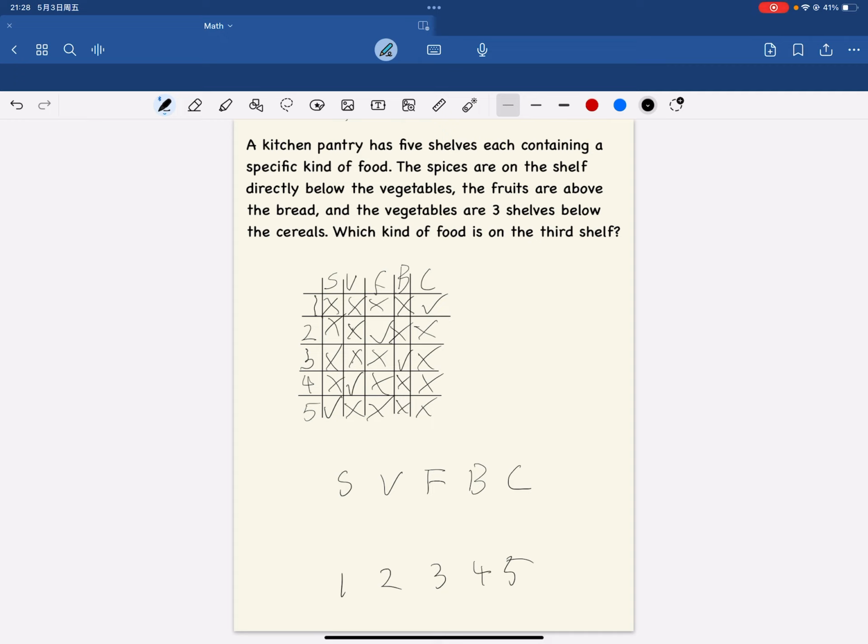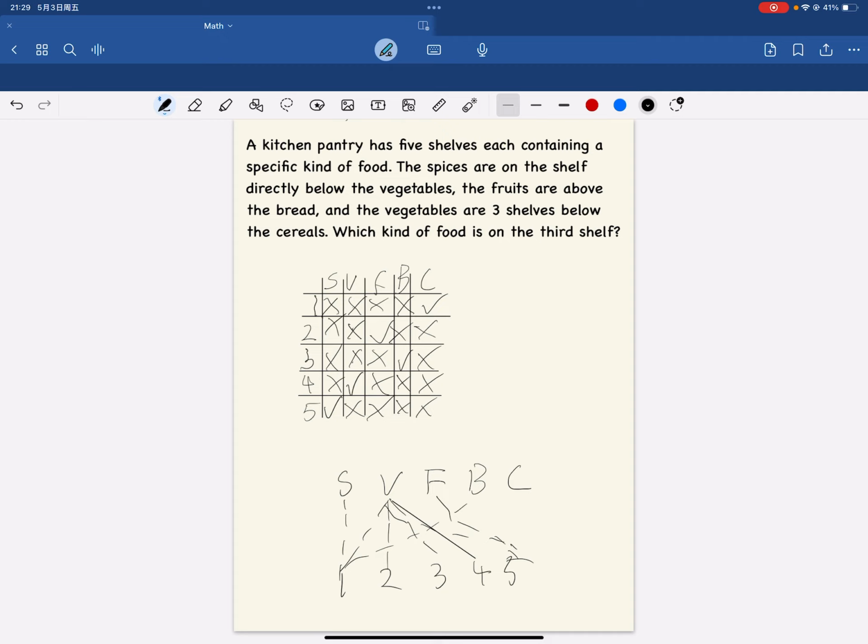So the first statement says that the spices are on the shelf directly below the vegetables. So once again, the spices can't be on 1 and the vegetables can't be on 5. And then the fruits are above the bread. So that means the fruits can't be on 5 and the bread can't be on 1. And the vegetables are 3 shelves below the cereals. So the vegetables can't be on 1, 2, or 3, so they can only be on 4. So we draw a solid line to 4.